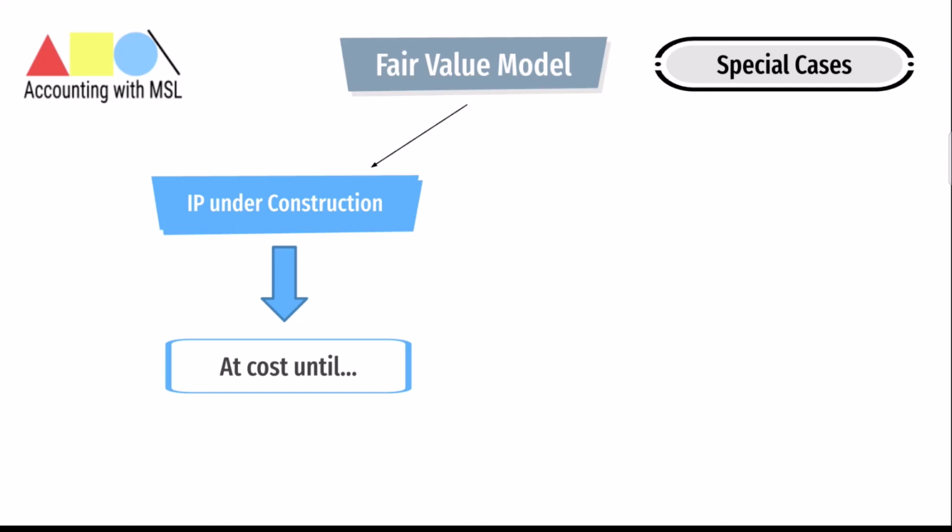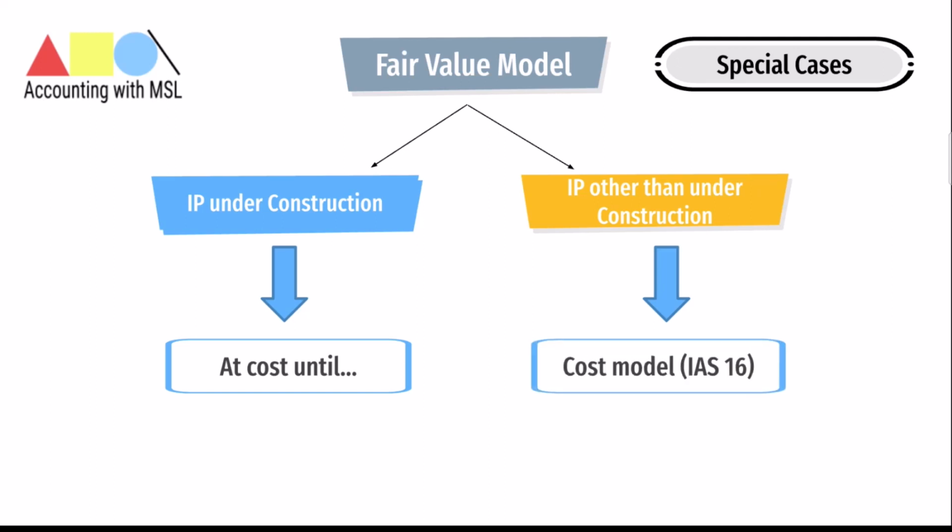How about investment property that is not under construction? For investment property other than those under construction, the rules are simple. Where the fair value of an investment property is not reliably determinable on a continuing basis, then the entity is required to measure that investment property using the cost model under IAS 16 property, plant, and equipment. Where this approach is adopted, the residual value of the investment property will be assumed to be zero, and the entity is required to apply IAS 16 until disposal of the investment property.